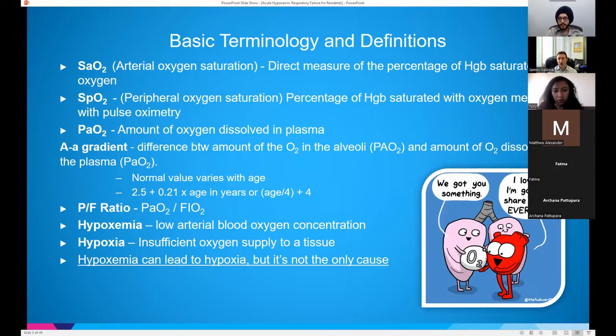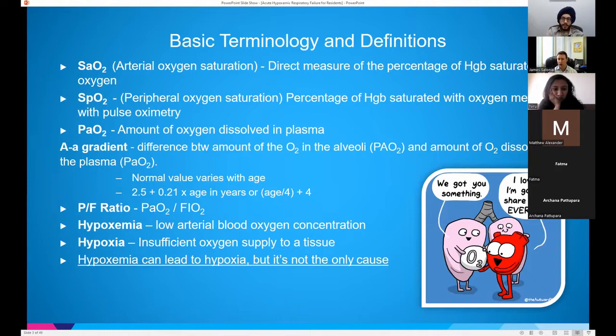So SaO2 is arterial oxygen saturation. That's a direct measure of the percentage of hemoglobin saturated with oxygen. That's not typically what we use. We use an SpO2, so a peripheral oxygen saturation, which is a surrogate. It's calculated using pulse oximetry, so wavelengths of light. And it's the percentage of hemoglobin saturated with oxygen, but it's done non-invasively with pulse oximetry.